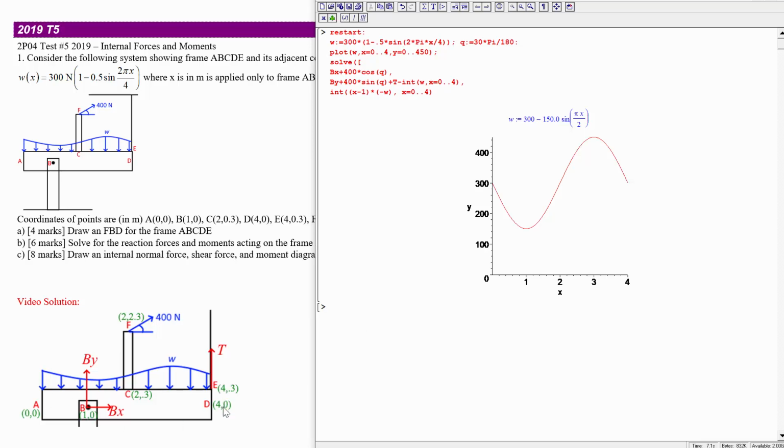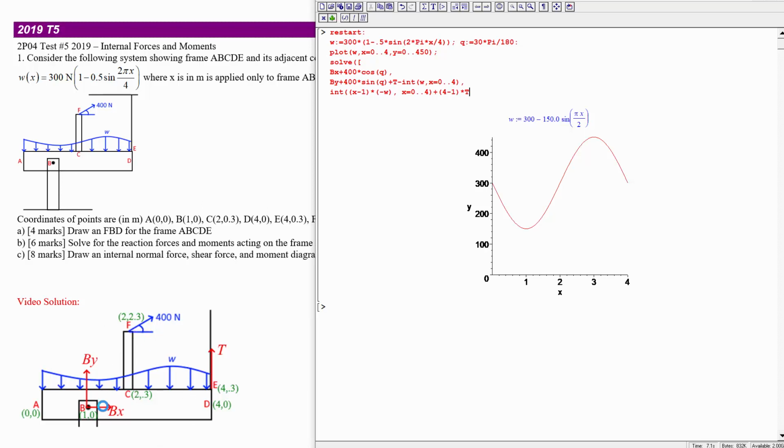The other ones are not so bad. We're going to have a torque from the tension, which is at location 4, so 4 minus 1 is the moment arm, times the tension, and that is in the positive direction, moving up that way.